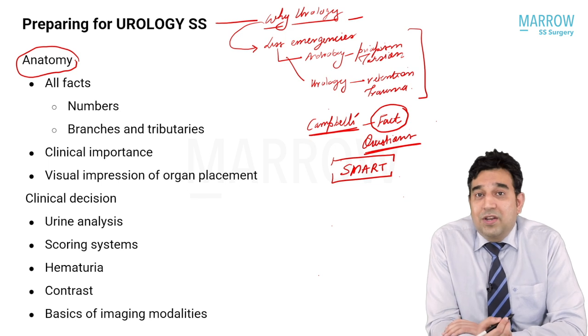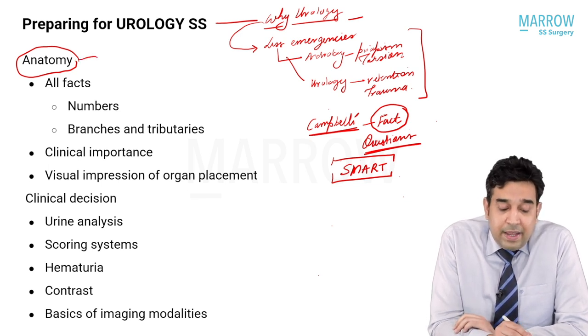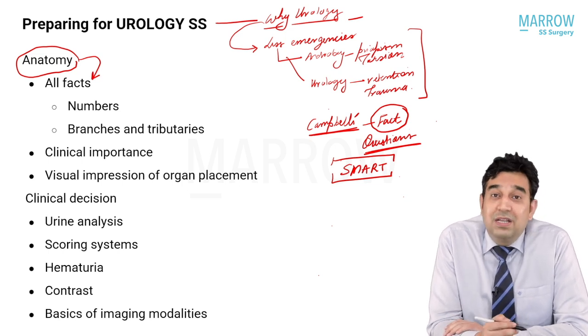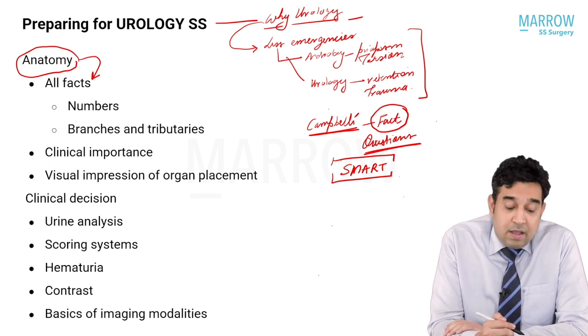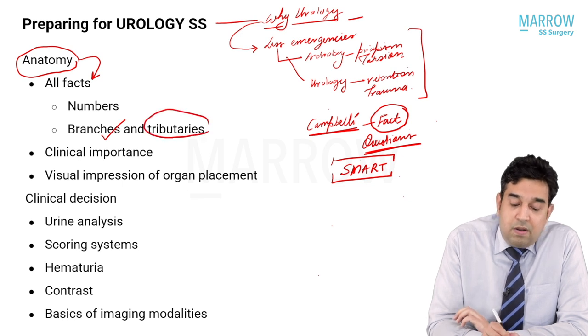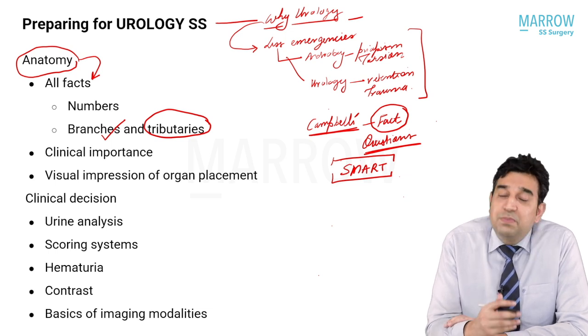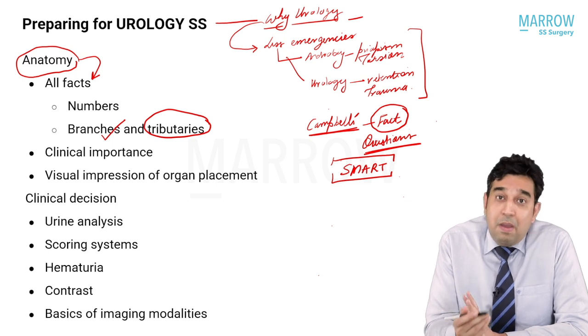Now, when we look at the question papers, a lot of questions are asked from the anatomy side. So basically, it's all about the facts in anatomy. What are the number of minor calyces? What are the number of major calyces? What are the number of arteries? What are the number of veins? What are the branches of a particular artery? What are the tributaries of a particular vein? What is the draining area of the lymphatics? What are the supplies of the nerves? So these basic questions from anatomy, you have to not only know but remember them.